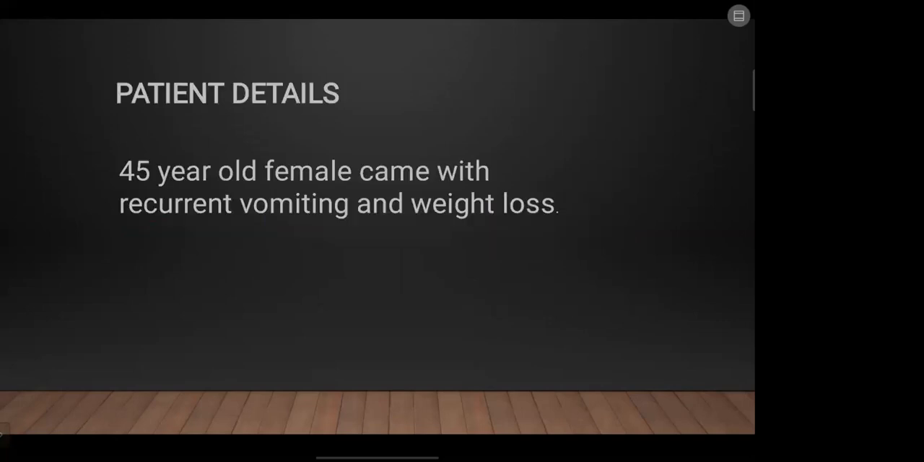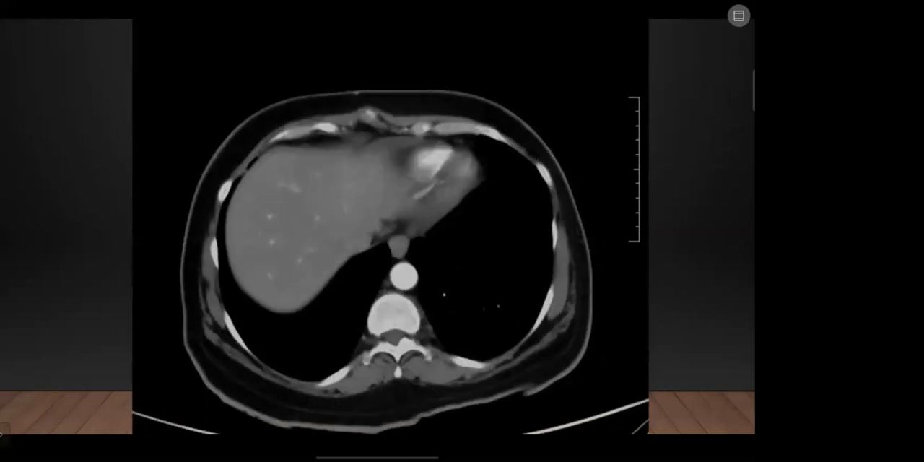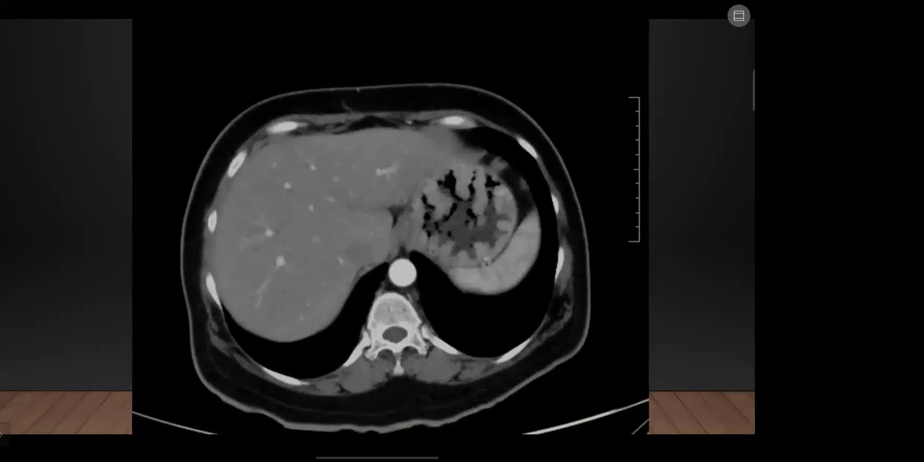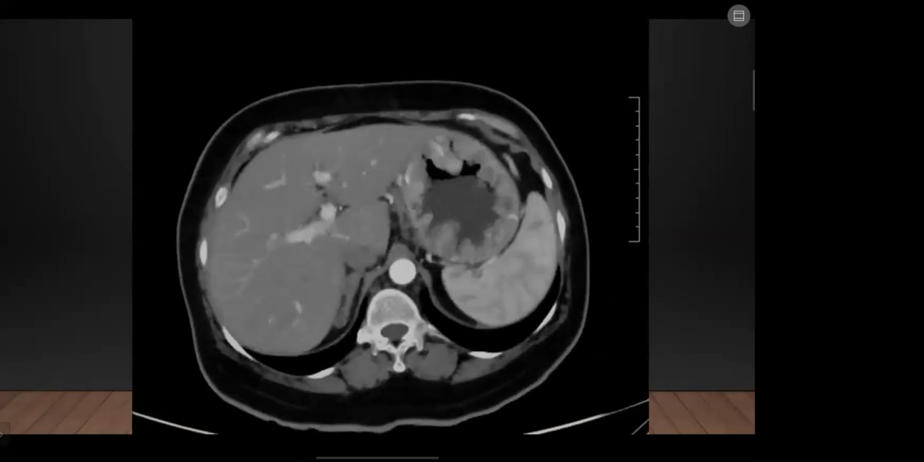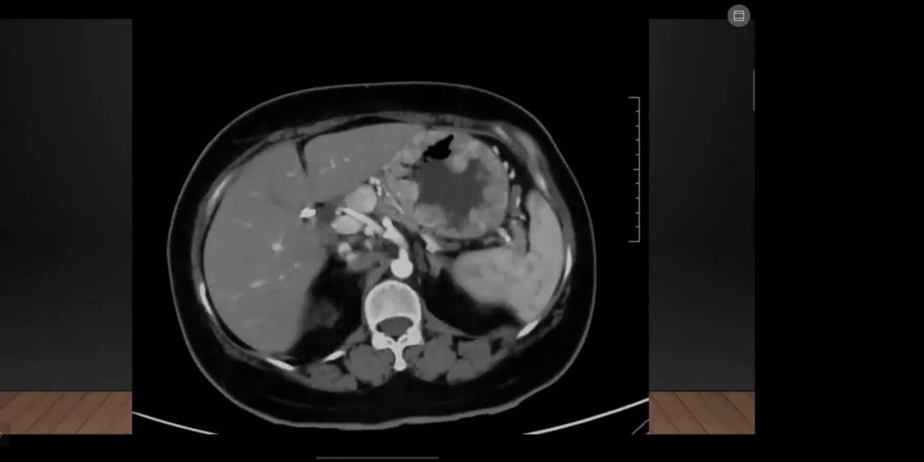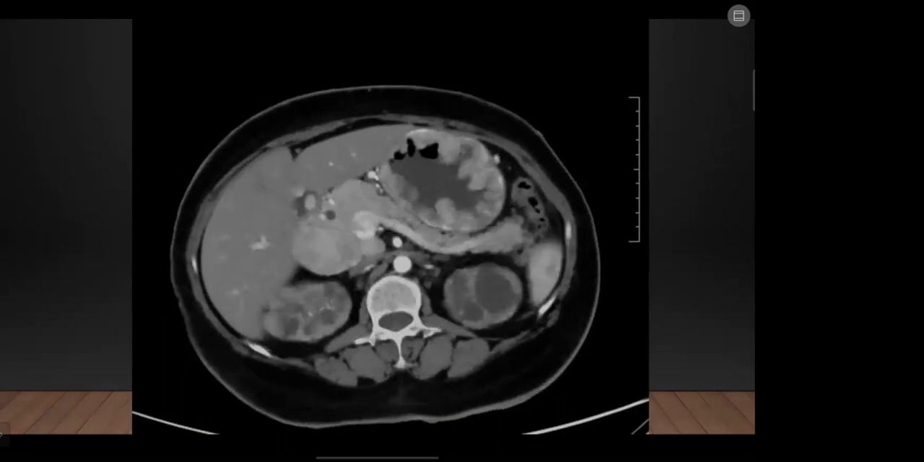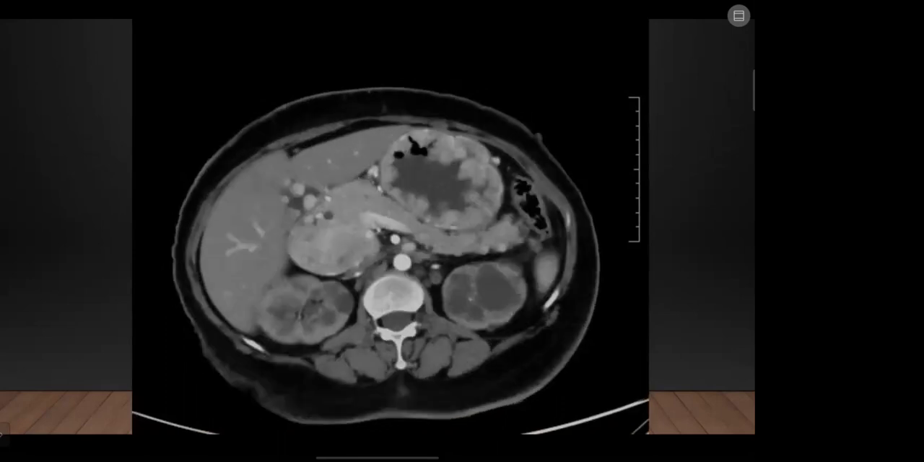This case is about a 45-year-old female who came with recurrent vomiting and weight loss. She had a multiphase contrast enhanced CT abdomen done, which showed diffuse rugal thickening involving the fundus and body of the stomach, multiple enhancing nodules involving the proximal duodenum, and an enhancing nodule involving the head and uncinate process of the pancreas.